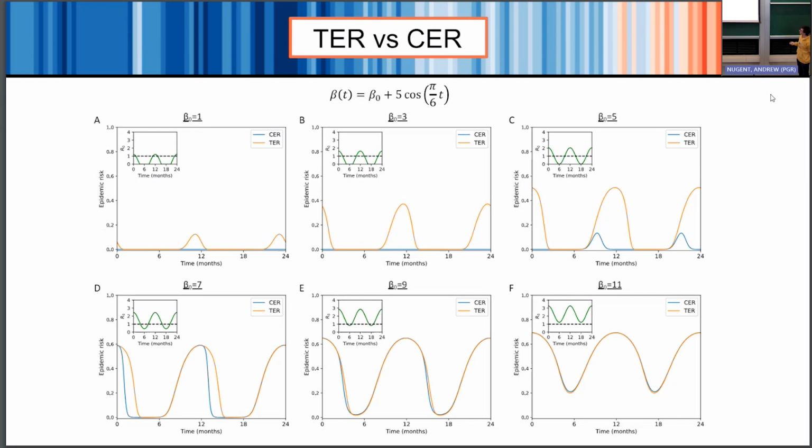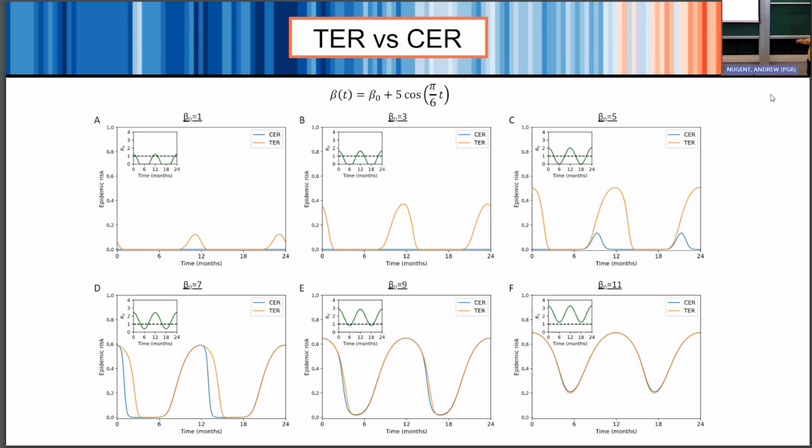And so here we've got the same scenario as before. We've got some arbitrary pathogen, and transmission varies according to this beta. But here I just let beta naught vary between 1 and 11. So in figure F down there, R naught is greater than 1 for the whole year. And so the TER is quite a good approximation because there's actually no chance for the infections to die out.